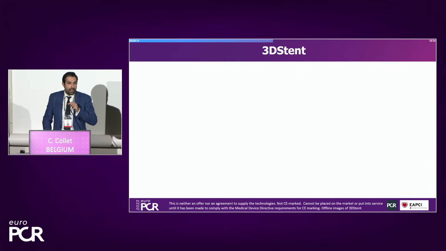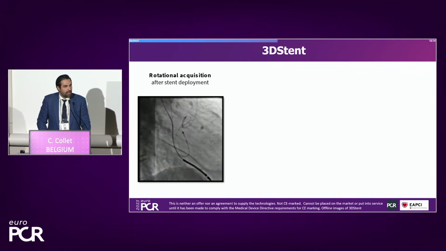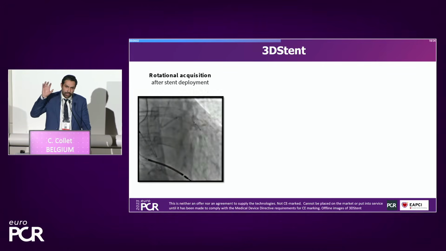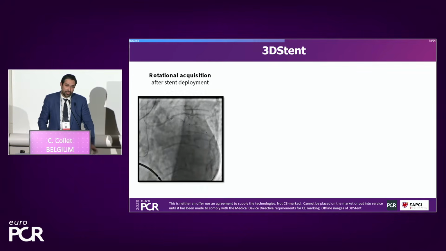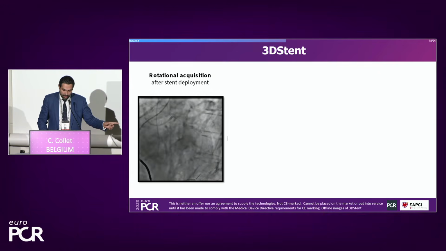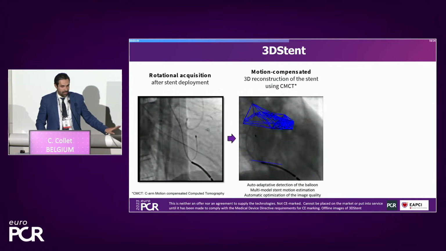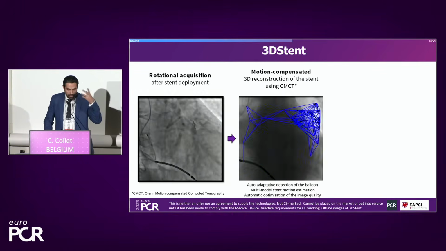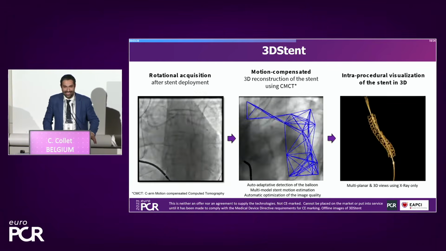Now, the game has changed, and this is the new tool. It's called 3DStent, and it's based on a similar principle, but slightly different, in the sense that instead of doing one projection of stent enhancement, you need to do a rotational angiography, and this is what you are looking at. But actually, behind the screen, this is what is happening. You don't see this. This is a new technology called CMCT that is running behind the machine, and what is provided to you after all this computation is this.